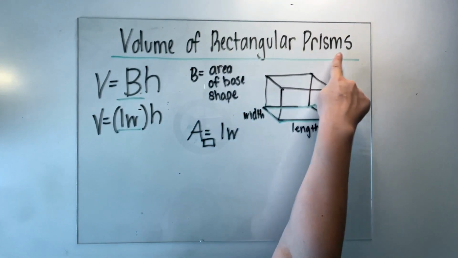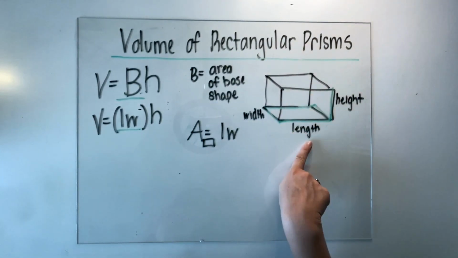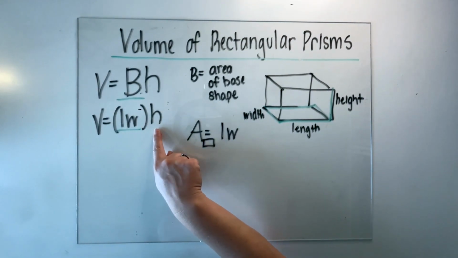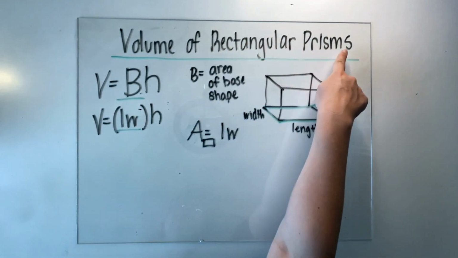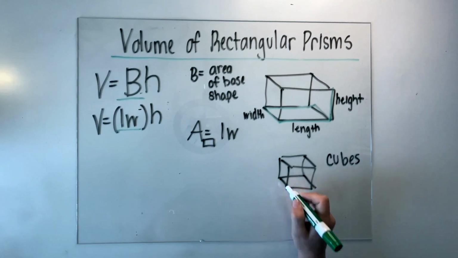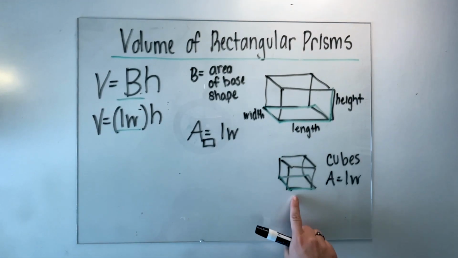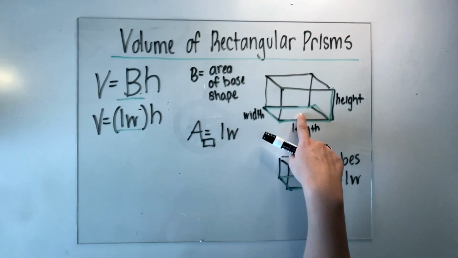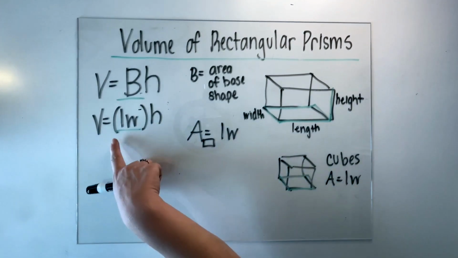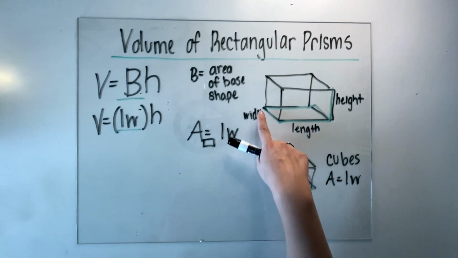All rectangular prisms have a base shape of a rectangle, which means they all have a length by a width, which means that length times width times height can be used for all rectangular prisms, including cubes, because the base shape is a square, and a square is really a rectangle, which means it also has a length and a width, which means we can also use length times width times height for all cubes, in addition to all rectangular prisms.